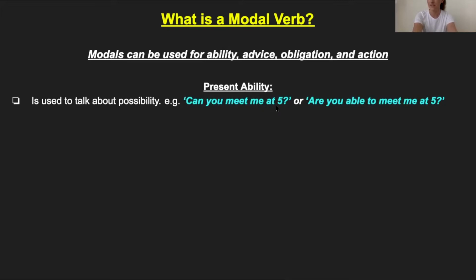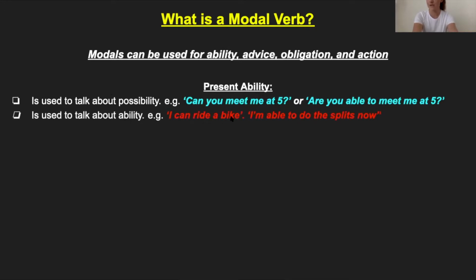Can you meet me at 5? Or are you able to meet me at 5? So you can write it in either format. So this is used to talk about a possibility. We can use it to talk about ability.